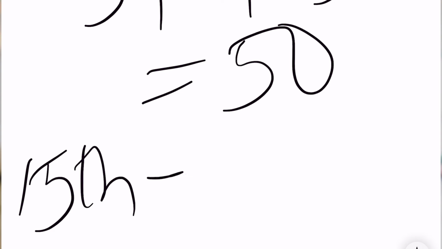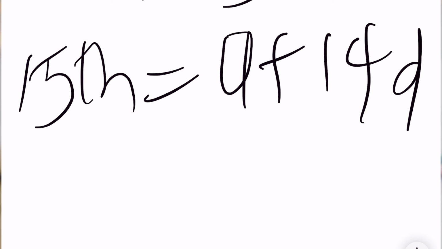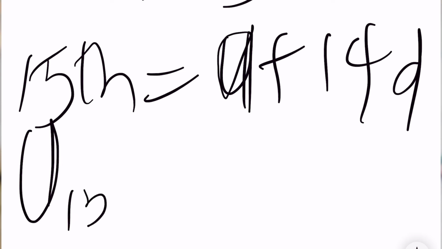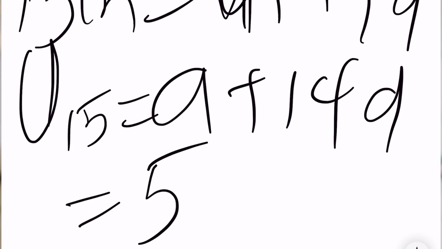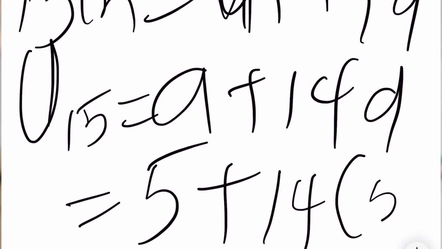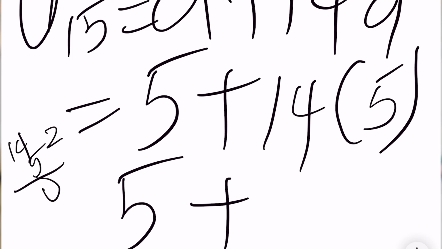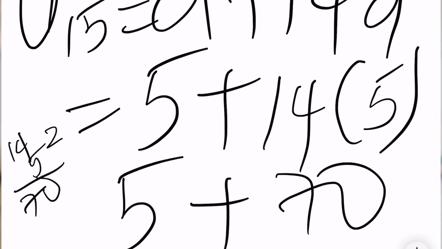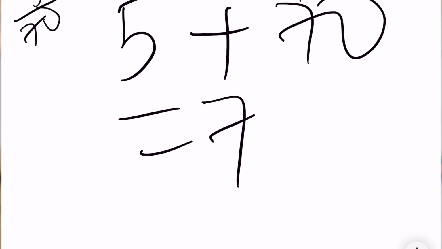Now for our 15th term, we have it to be A plus 14D. So U15 is A plus 14D, where we have 5 plus 14 times 5. 14 times 5 is 70. We have our 15th term to be 75.